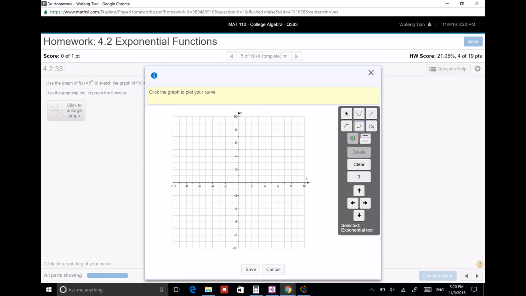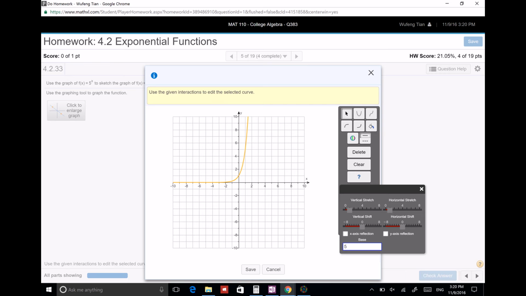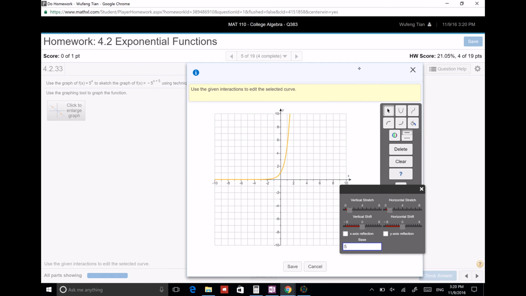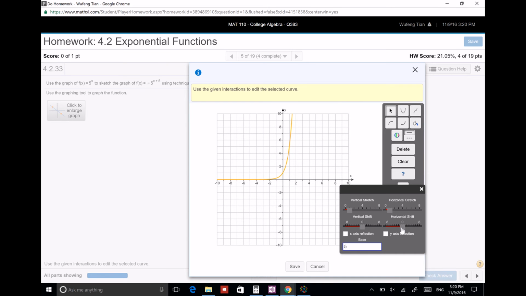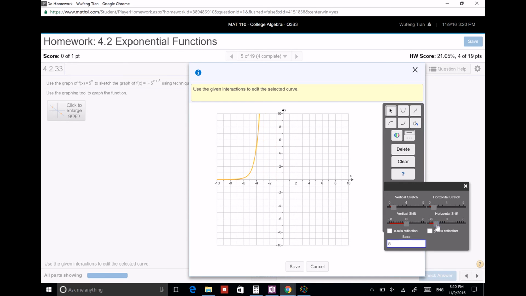So this is the function, and put it here. Okay, so horizontal stretch, vertical stretch, horizontal shift to the left by 5, horizontal shift to negative 5, and then it's reflected because of the negative y, so it's an x-axis reflection.